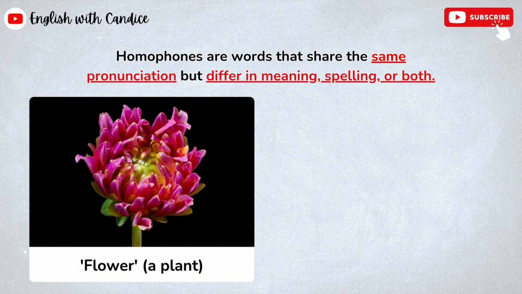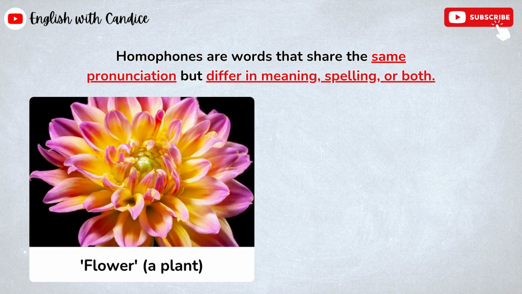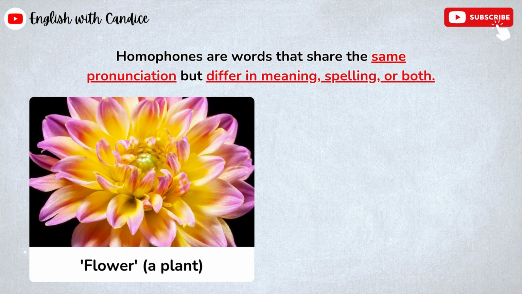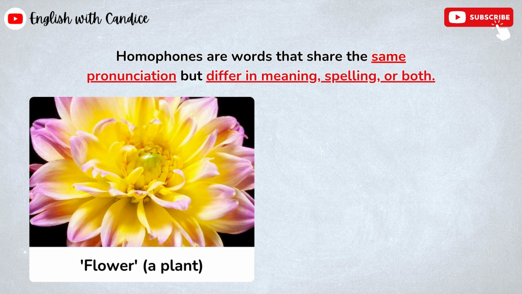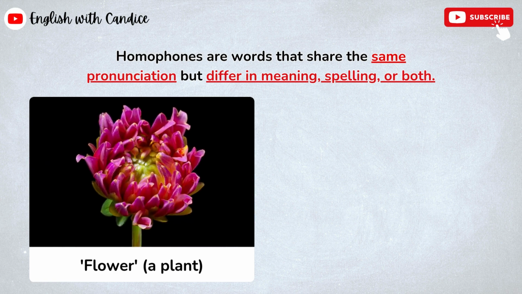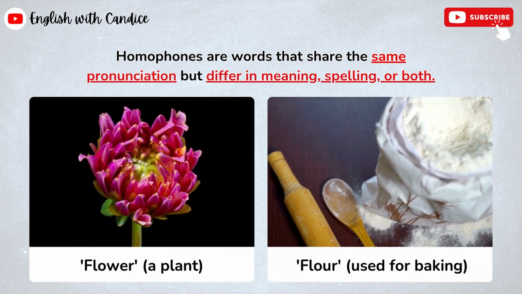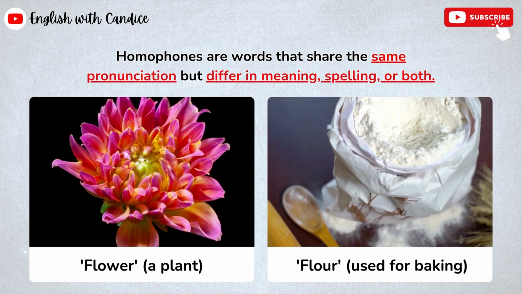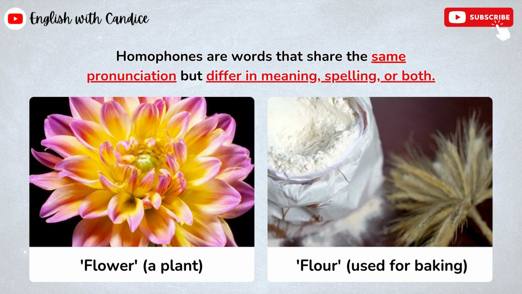The word flower. When we say the word flower, it can be meant in two different ways depending on the context. For example, when it's spelled Flower, we are referring to a plant. But when we use the word flour, spelled Flour, then we are referring to something we bake with.